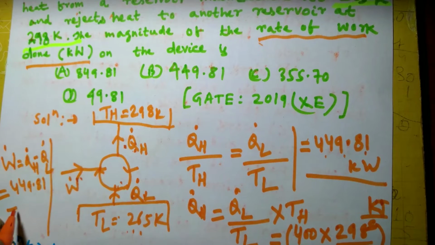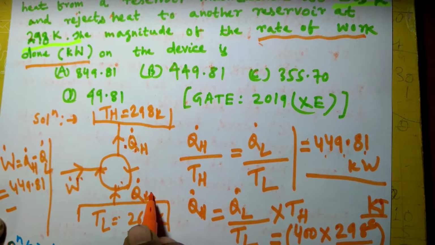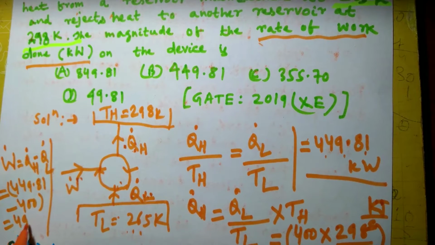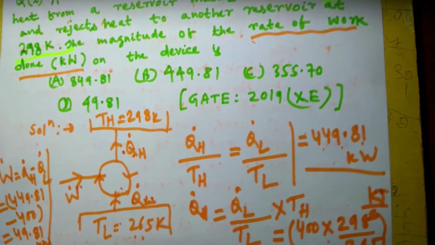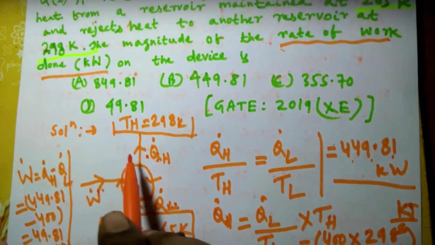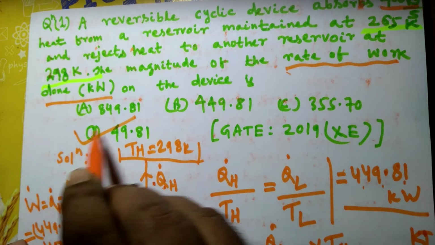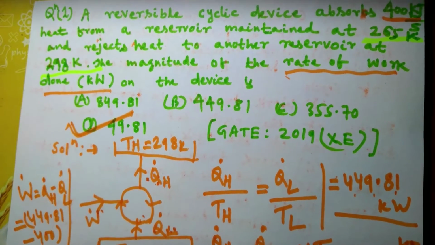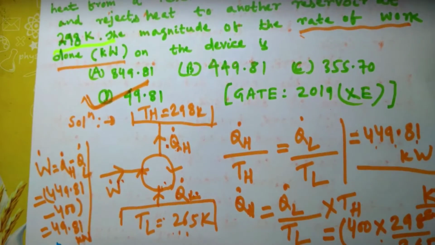minus Q dot L, this is 400 kilowatt. Kilojoule per second means kilowatt. So this is 49.81 kilowatt. So option D is the correct answer. Option D, 49.81 kilowatt work is required to run this cyclic device.